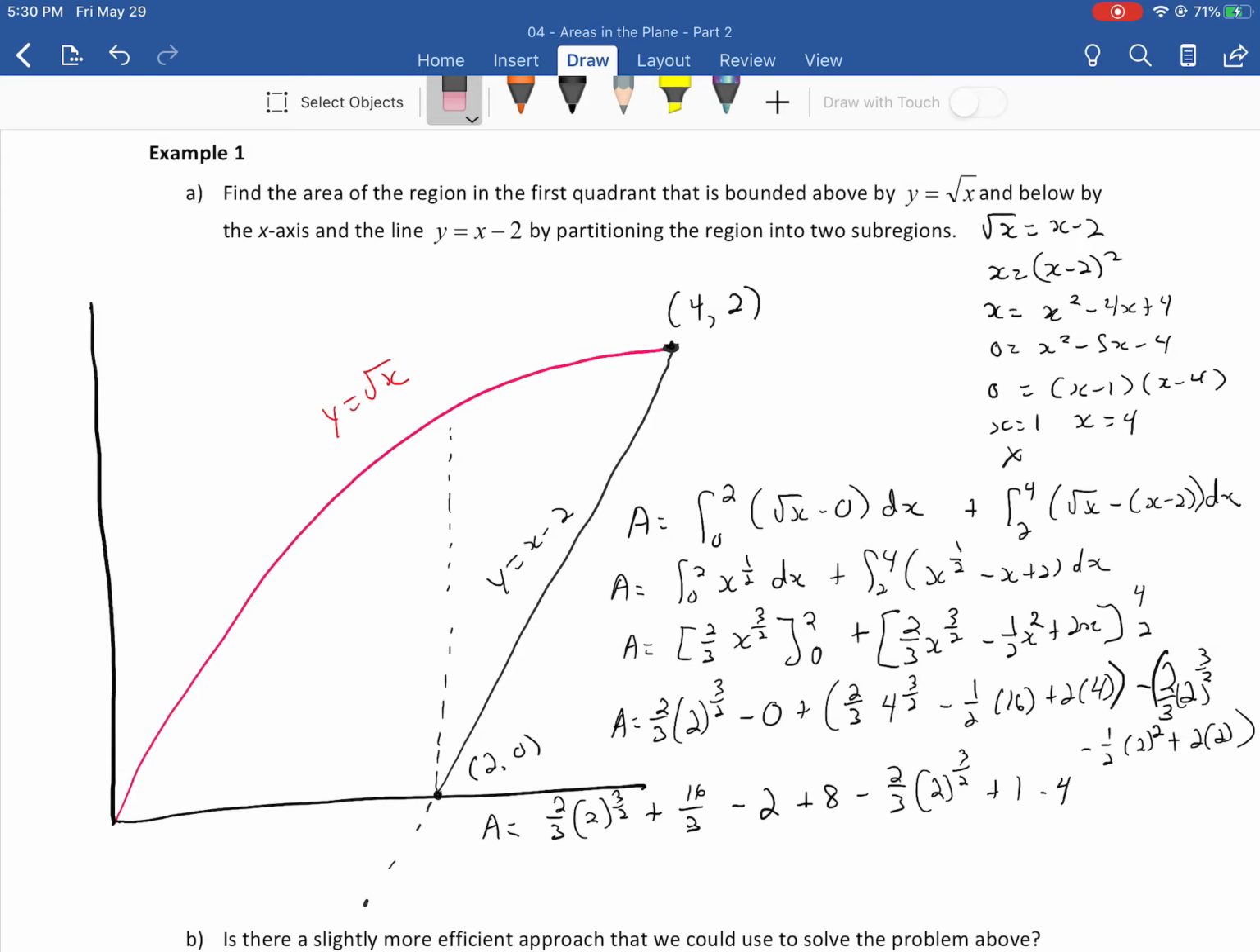That's right. 16/3 is right. Minus 1/2 of not 16. That's a minus 8. And then in the second brackets, 1/2, that's a 2. An important little thing that happened to me there.